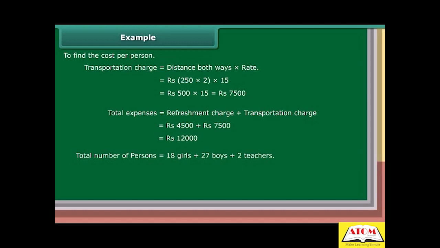Total number of persons is equal to 18 girls plus 27 boys plus 2 teachers, which is equal to 47 persons. The amount spent for one person is equal to Rs 12,000 upon 47, which is approximately Rs 255.